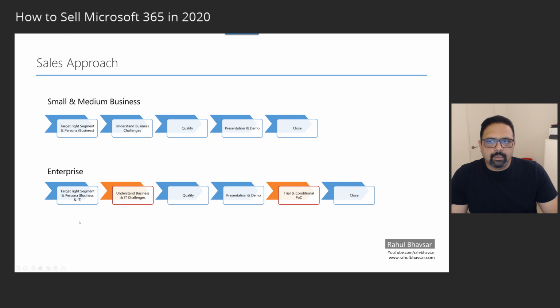So that's the sales approach I would suggest as a strategy. And this is something which I would recommend you go ahead and apply for small business and enterprise in your markets. It is not something specific to geography. Every country, every region should be able to manage this, and you should be able to effectively close Microsoft 365 with your prospects.